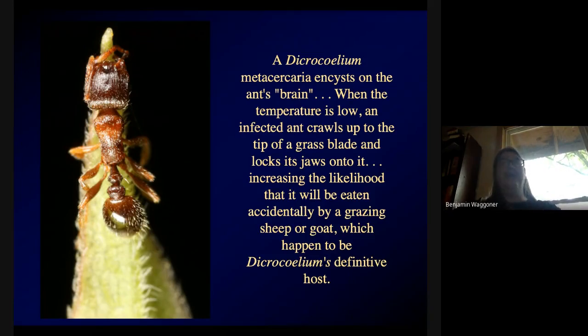So I'm not quite sure how it does the trick, but those metacercaria are able to change the behavior of the ant and make the ant act in a way that does not favor its own survival, but favors the survival of the parasite. Now, parasites can make hosts do weird things sometimes. That's not the only case of this that we'll see.